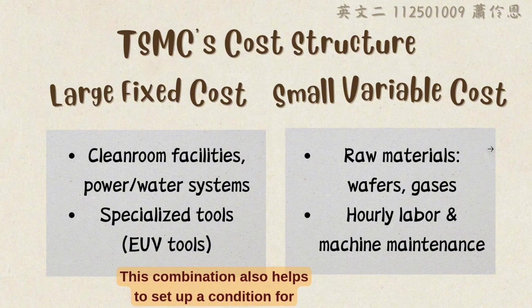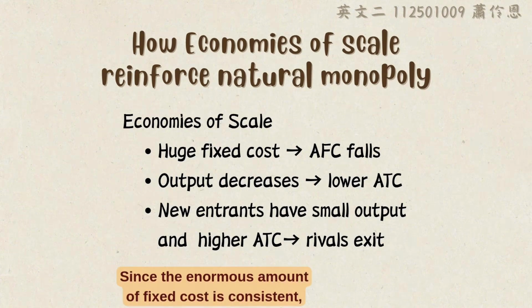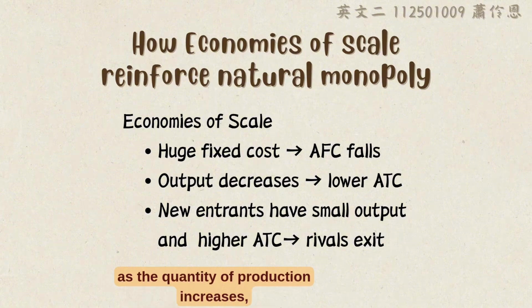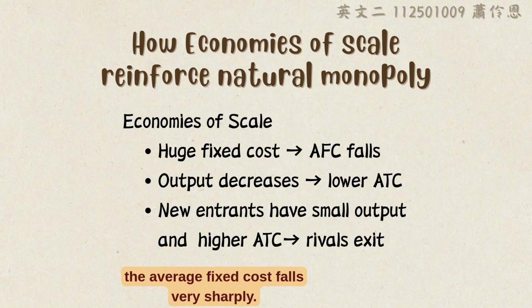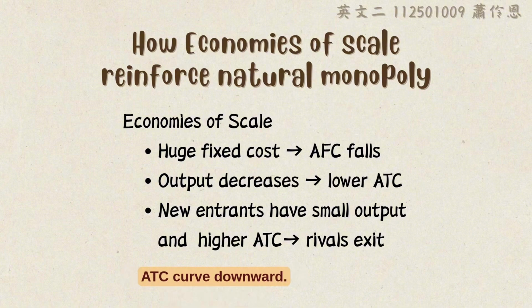This combination also helps to set up a condition for TSMC to become a monopoly in the chip market, since the enormous amount of fixed cost is consistent. As the quantity of production increases, the average fixed cost falls very sharply. This is the economy of scales phenomenon. In the diagram, it eventually pulls the entire ATC curve downward.